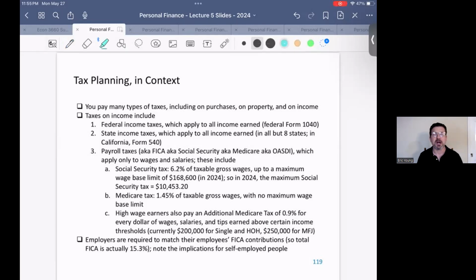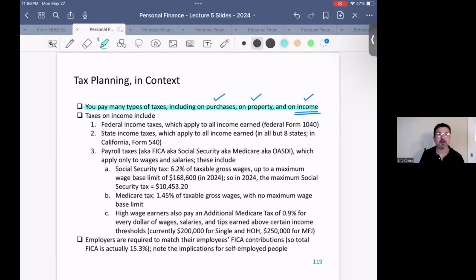So it's important to start off by understanding that in modern life, you're going to be paying lots of taxes, and you'll be paying lots of taxes in lots of different ways. Obviously, you're going to be paying taxes on purchases. Those are called sales taxes. And if you ever own property, you'll be paying property taxes. Now, whether you buy anything or not, or you own property or not, if you have a job, you are also going to be paying income taxes. And that's really the focus of this lecture today. We're really going to focus on income taxes.